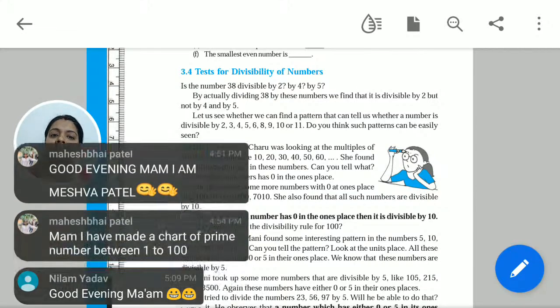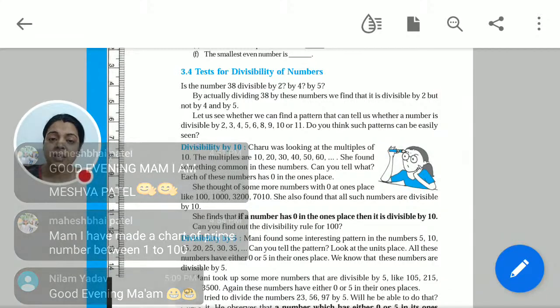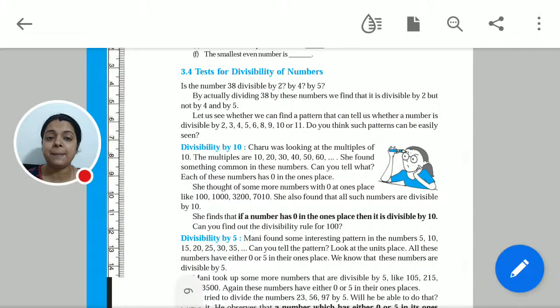Fine. Now I'm just repeating because one more person joined somewhat late. So I'm telling the rule of divisibility by 10. Any number which is divisible by 10, how can we find out? Any number which is ending in 0, at least the number should have 0 at the last. So undoubtedly the number will be divisible by 10.